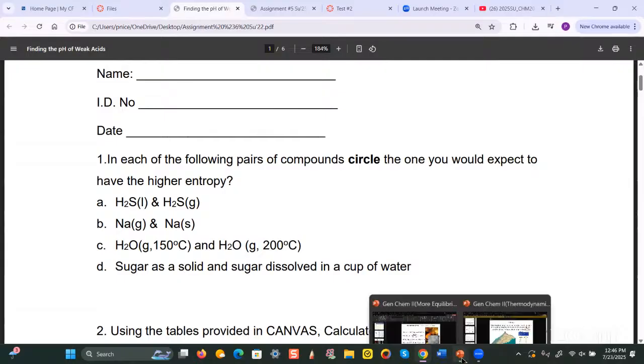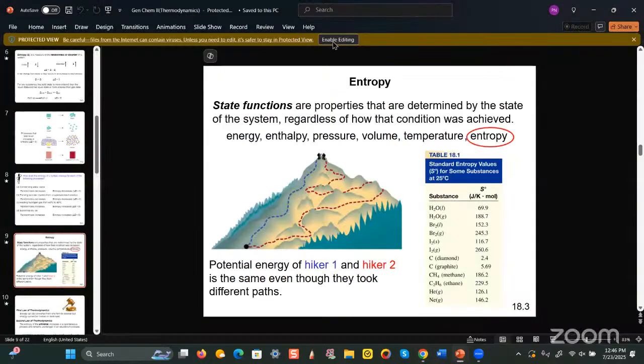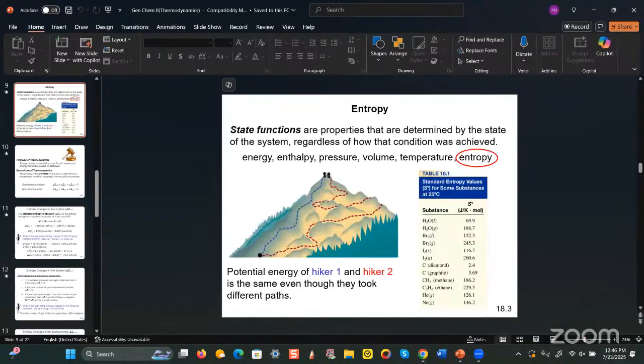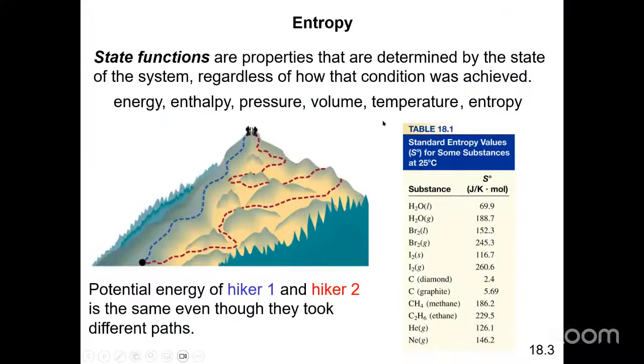Okay, let's go back to the PowerPoint. So entropy is a state function. And if you recall from your General Chem 1 chapter dealing with thermochemistry, you should have met this definition of state function, right? State functions are properties that are determined by the state of a system, regardless of how that condition is achieved. Energy, enthalpy, pressure, volume, temperature are all state functions. And entropy that we have just learned about is also a state function.